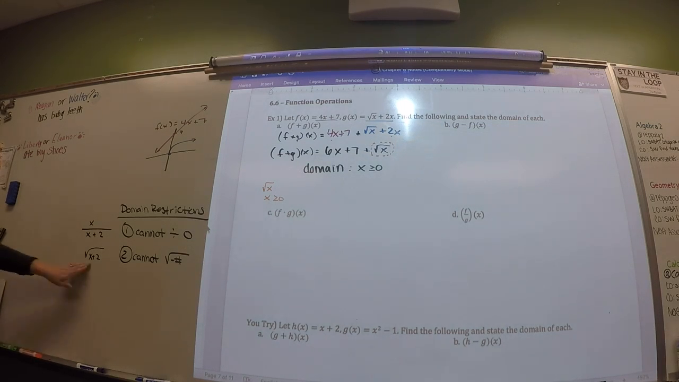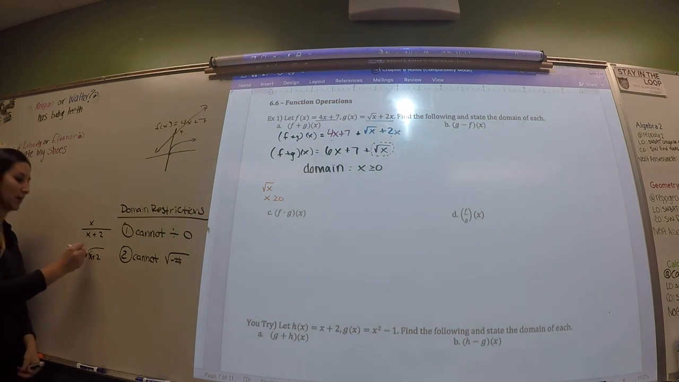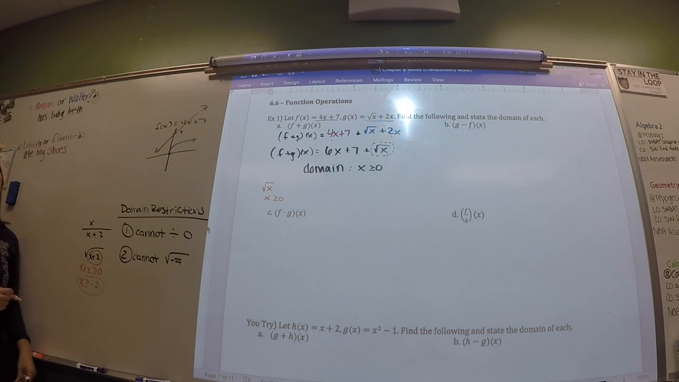Now if it's like the square root of this, like x plus 2, then what you would do is take what's under the square root, make it greater than or equal to 0, and then solve. So you'd subtract 2, and then this would be your domain. X has to be greater than or equal to -2. Alright, let's go to the next one.